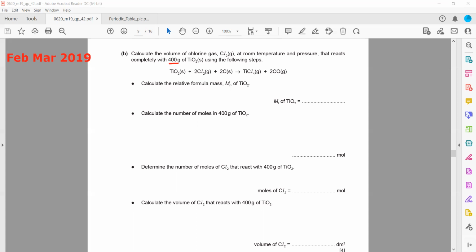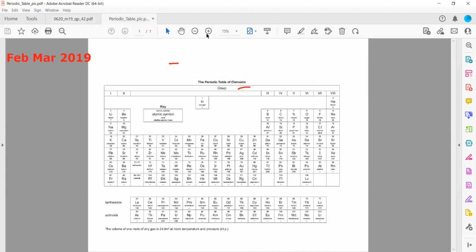In the first part, calculate the relative formula mass of titanium oxide. So to calculate the relative formula mass of titanium oxide, we have to use a periodic table. So we'll use a periodic table to work out the mass of this titanium oxide. Here's the periodic table.